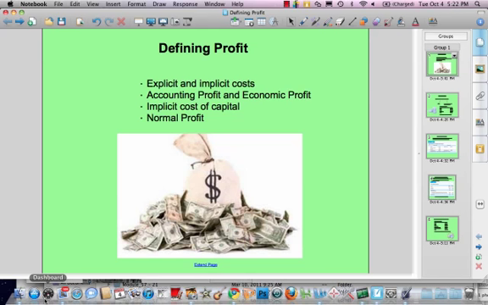So within the idea of profit, we are going to have 5 or 6 definitions. This is a definition-rich module, and I think the most important thing we can do prior to discussion in class is just make sure that we have a solid understanding of the definitions.